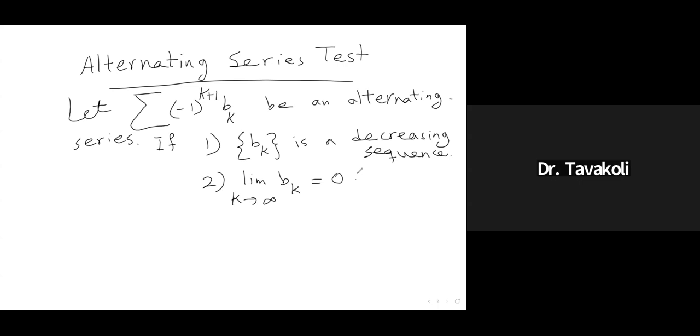So if we have these two conditions, we can conclude that the alternating series sigma of -1 to the power of k plus 1 times bk is convergent. If we have those two conditions, for sure the alternating series is convergent.